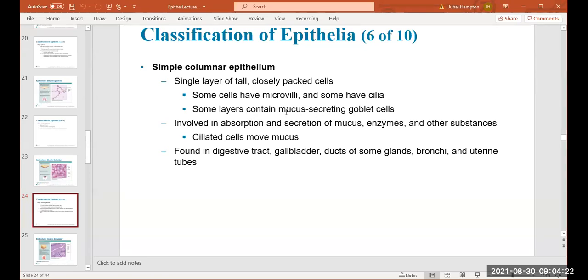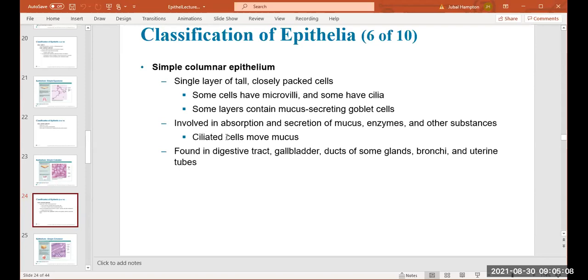Some layers contain mucus-secreting goblet cells. Goblet cells produce mucus. Mucus is used as an adhesive and as a lubricant by the body. An adhesive in our respiratory tract and reproductive tracts because it traps pathogens. And so by the action of the cilia, it's able to wave globs of mucus that have entrapped this material up and out of our body. It's also used for lubrication along with serous fluid.